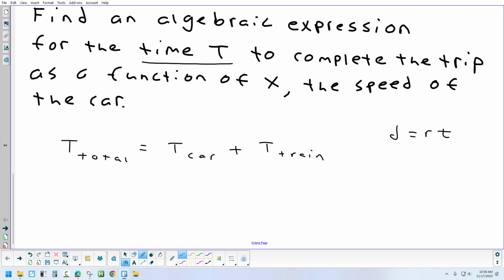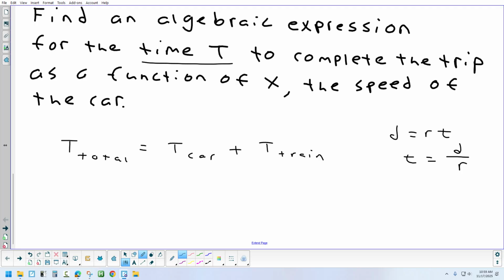There is a variable for time in that formula, but right now that formula is for distance. What would we get if we solve that formula for t? Yep. Time equals distance over rate. So if we can find the distance that she travels by car and the speed of the car, then we know how much time she spends in the car.